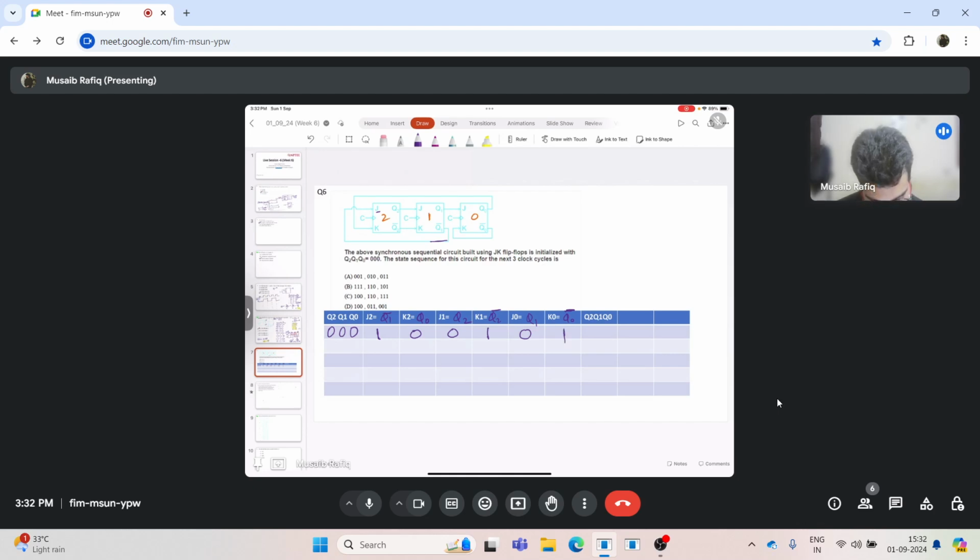Now let's just look at what Q2 will be equal to. Q2 will be depending on J2 and K2. J2 is 1 and K2 is 0. That implies, so I'll just draw here. J, K, Qn plus 1: for 0, 1, it is Q bar. So for 1, 0, it will be equal to 1. For 0, 1, it will be equal to 0. And for 0, 1, it will be again equal to 0. So my next state will be 1, 0, 0.